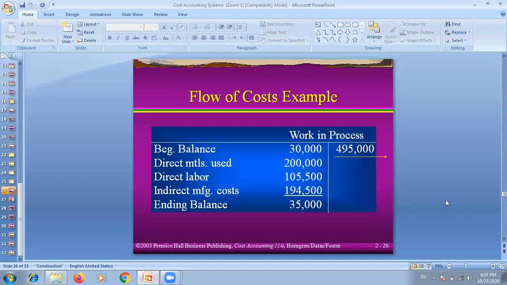Flow of cost example. Beginning balance 30,000 in the work in process, plus direct material 200, plus direct labor 105,500, indirect manufacturing 194,500, and I have ending balance of work in process 35. That's why I got 495. That is the result after completing the work in process. This figure, you can look with me, please.